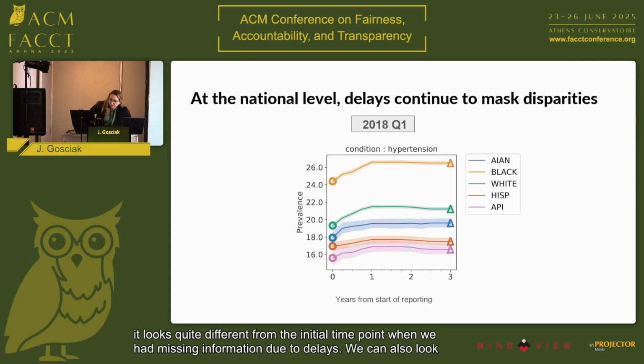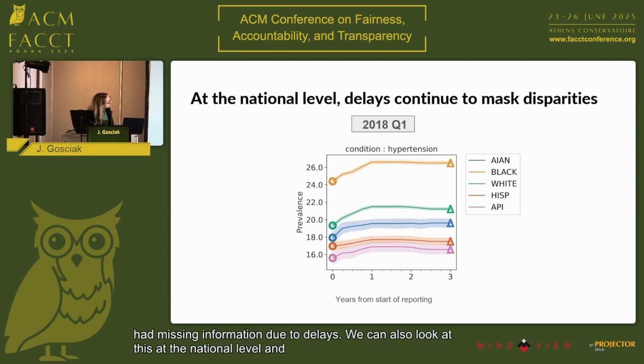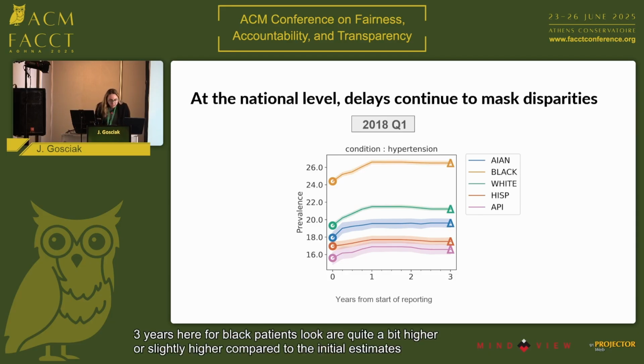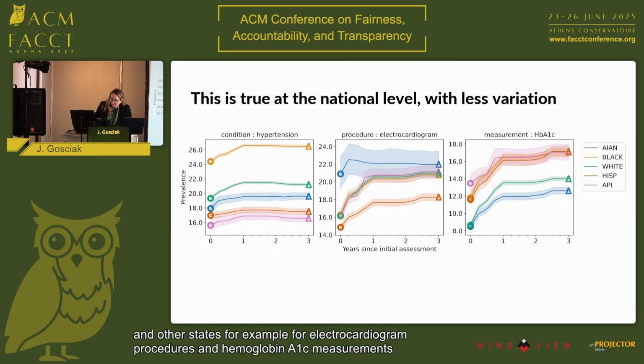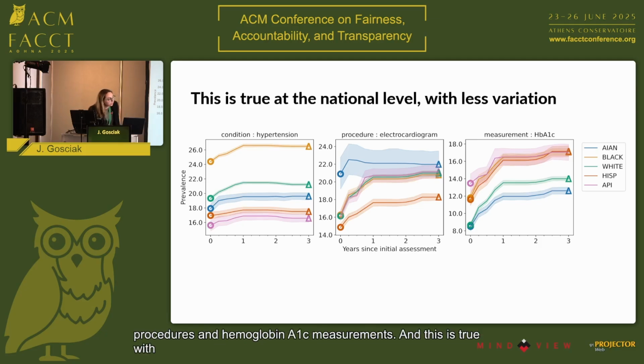We can also look at this at the national level, and we see that delays continue to mask disparities, so the estimates at 3 years here for Black patients are slightly higher compared to the initial estimates. And we also see similar changes for other health outcomes in other states, for example, for electrocardiogram procedures and hemoglobin A1C measurements. And this is true at the national level as well, although with slightly less variation.